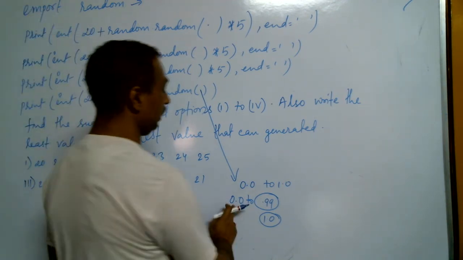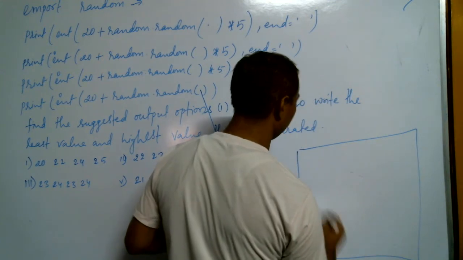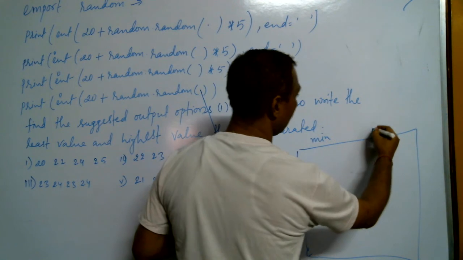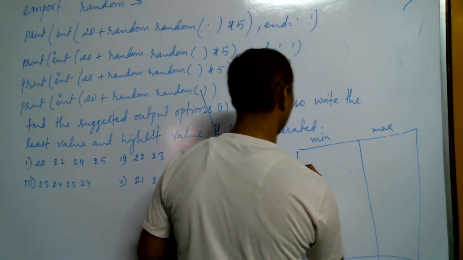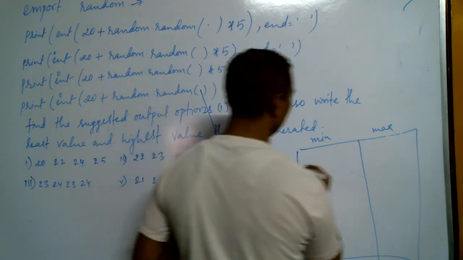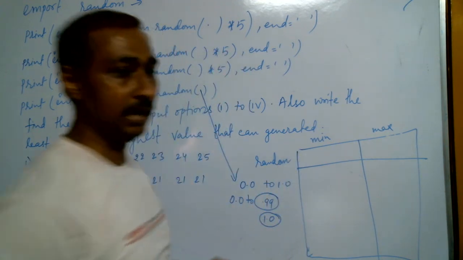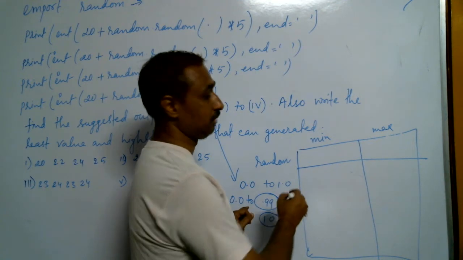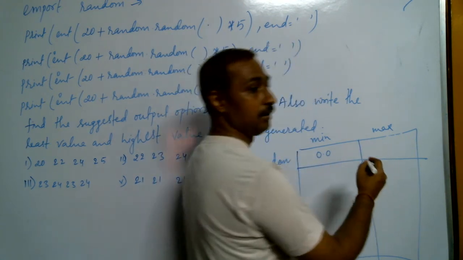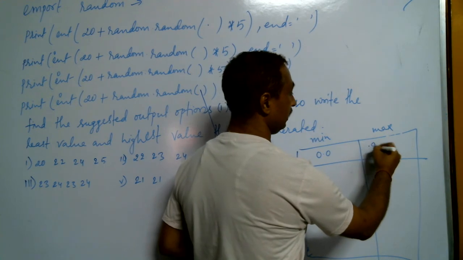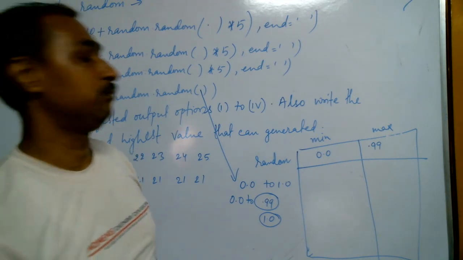Then this value is going to be returned. We will make a table for finding the minimum and maximum value. We'll make 2 columns. Here is the value returned by random. The minimum expected value returned by random will be 0.0, and the maximum value returned by the random function will be 0.99. It should not be 1.0, it will be 0.99. It should be less than 1.0.